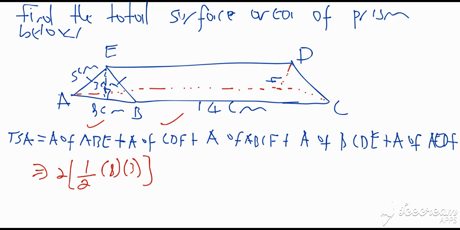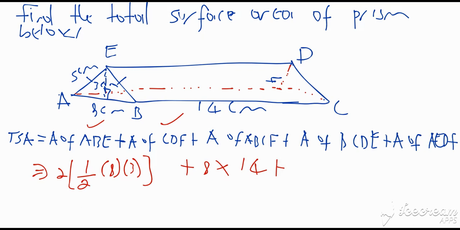All right, now let us look at the area of ABCF. So we are looking at the bottom there, and of course we know it's a rectangle. Since it's a rectangle, we can say that AB is the width, and BC is the length. So here we're going to have plus 8 times 14.